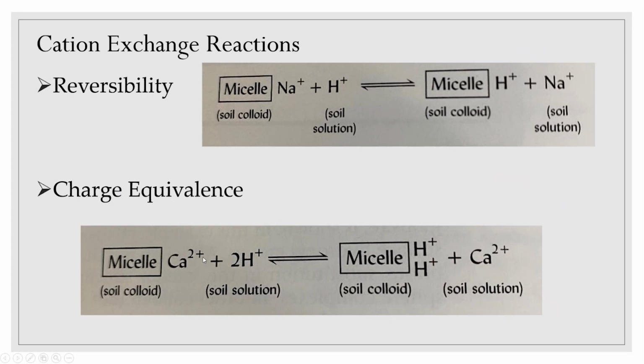Or we can have charge equivalence in that it takes two hydrogens to dissociate one calcium. So notice that it takes 2 hydrogens to dissociate. And so now that calcium 2 plus is now inside of the soil solution and can then be taken up by the plant.